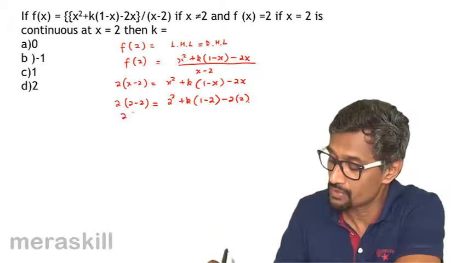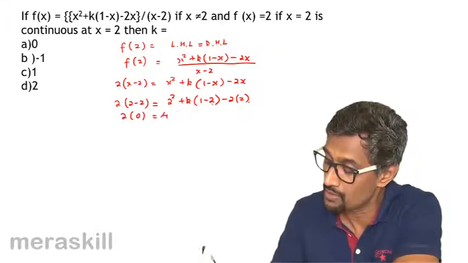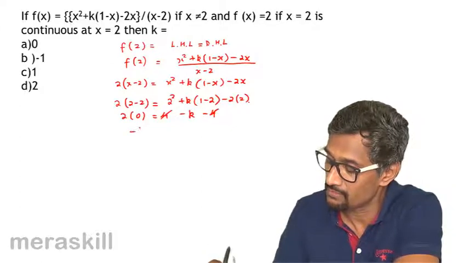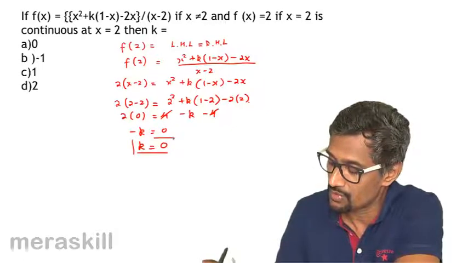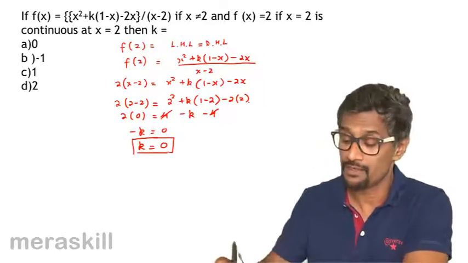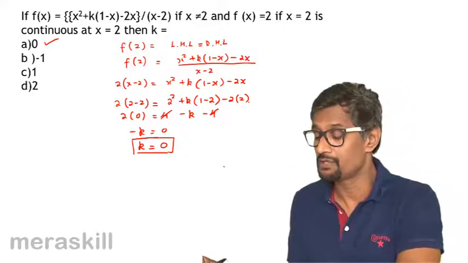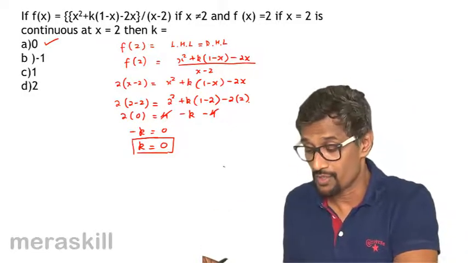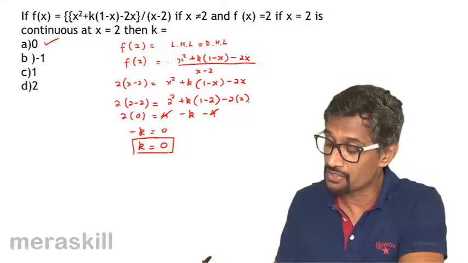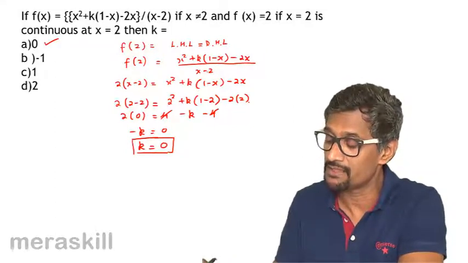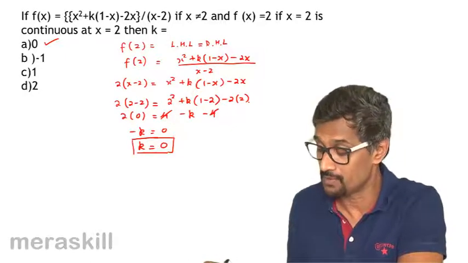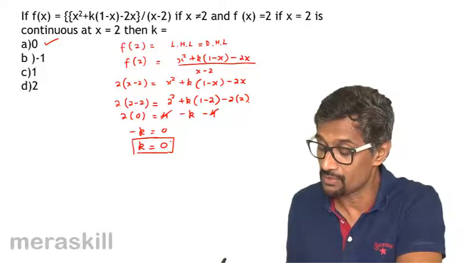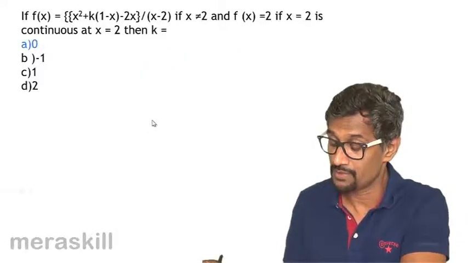So this turns out to be 2 into 0 is 4 plus k into minus 1, minus 4. So this gets cancelled and you get minus k is equal to 0, which means that k is equal to 0. So the value of k will be 0 if the function is continuous at x is equal to 2. The function is continuous, it means that such a function exists, hence further mathematical computations are admissible or acceptable to us. Hence we are getting k is equal to 0, right? Okay.